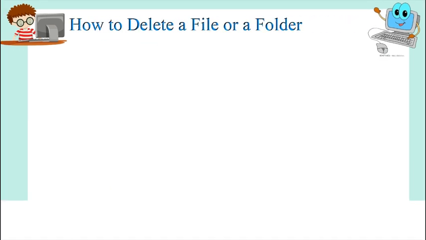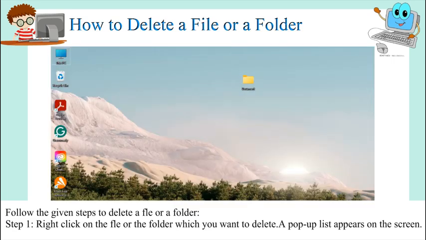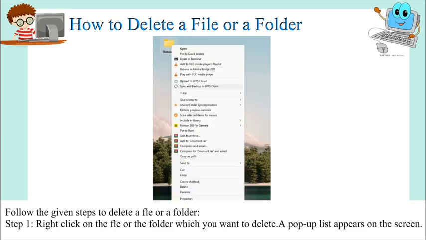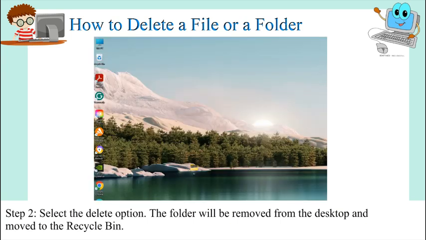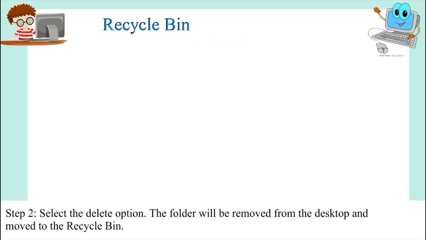How to delete a file or a folder. Follow the given steps to delete a file or a folder. Step 1. Right-click on the file or the folder which you want to delete. A pop-up list appears on the screen. Step 2. Select the Delete option. The folder will be removed from the desktop and moved to the Recycle bin.